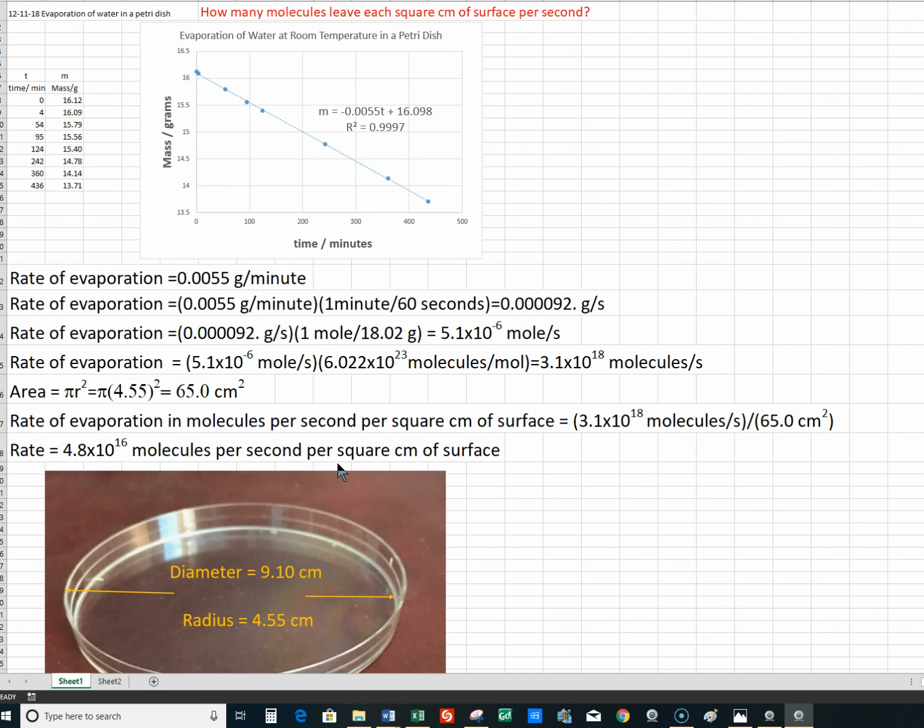So that's a big number. You could say it's 4,800 trillion molecules per second per square centimeter. So this is a nice little problem that students could do. And you might ask some other questions after they've done the problem as a discussion.